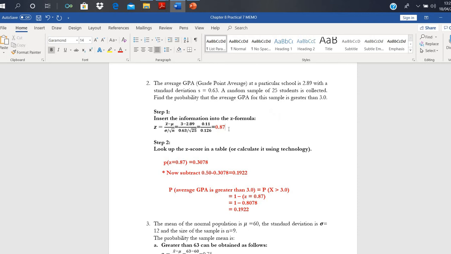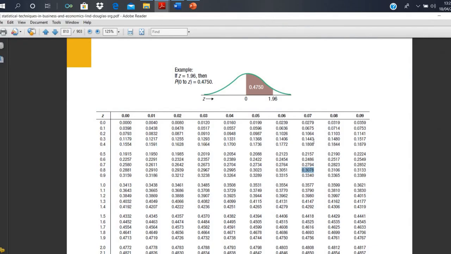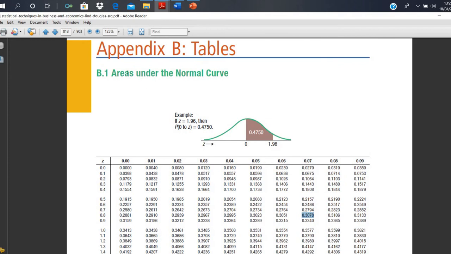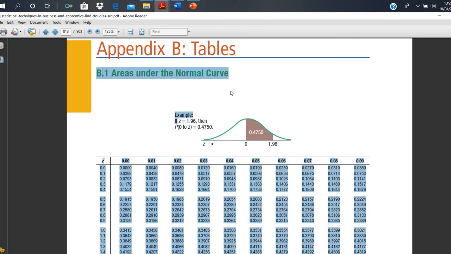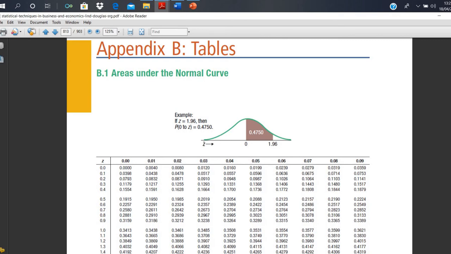Now to find the probability that the sample mean will be greater than 3.0, knowing that the Z value is 0.87, we use table B1 in the appendix of the book that you have on the U-link. You just go in the book, scroll down, and you will see appendix B, table B1, which is the area under the normal curve. Actually, it is the table associated to the standard normal distribution. And we know that the area under this curve represents a probability of 1.